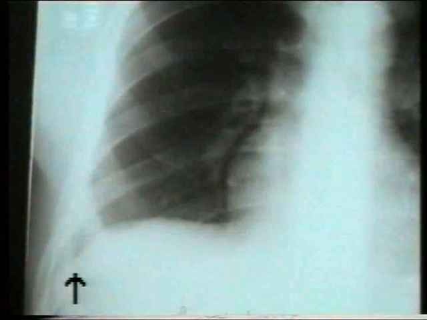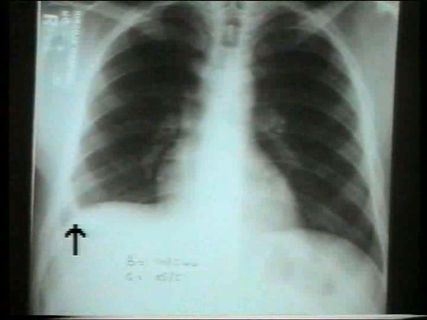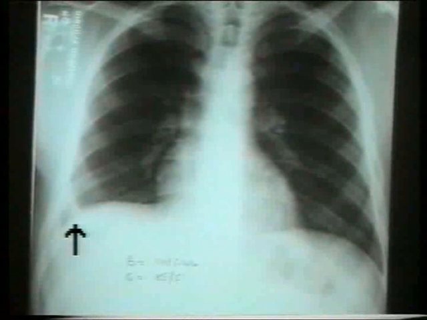This is another X-ray showing blunting of the right costophrenic angle. Note the haziness filling the angle. Comparison with the opposite costophrenic angle will make these minor changes more apparent. So blunting or opacity of the costophrenic angle is the earliest change in a pleural effusion.